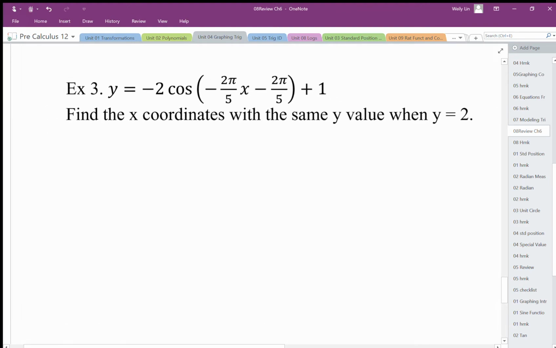How would I do this one here? I want to solve this one because I've been given a y coordinate and I can just plug this in. So y is 2 and it's equal to -2 cosine of (-2 pi over 5)x minus 2 pi over 5, plus 1. Okay, so I want to solve this equation for x, and that way I can get all the x coordinates.